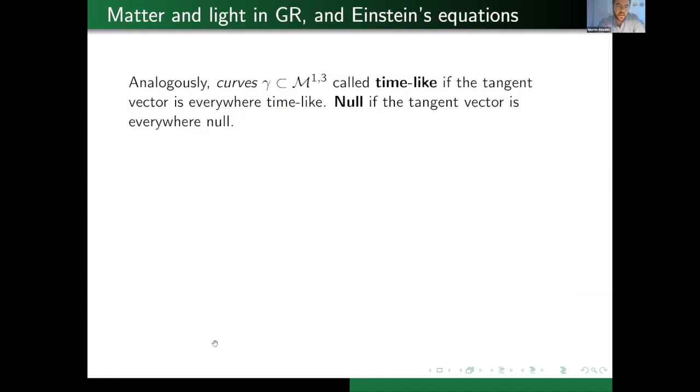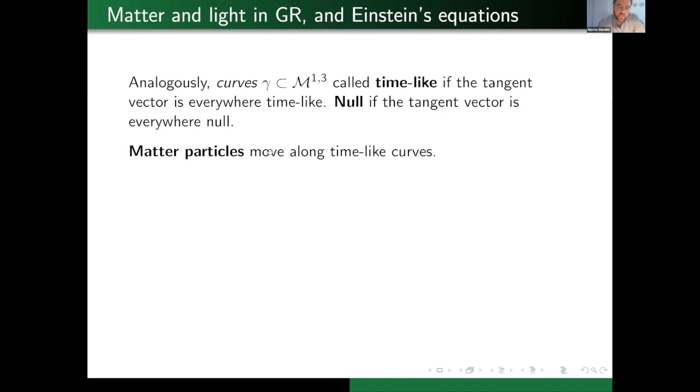We can consider analogously a curve inside our Lorentzian manifold. Let's think of just R4 for now. A curve is called time-like if the tangent vector at every point is time-like. That's the definition. The curve is called null if the tangent vector is everywhere null. Okay, so far so good.